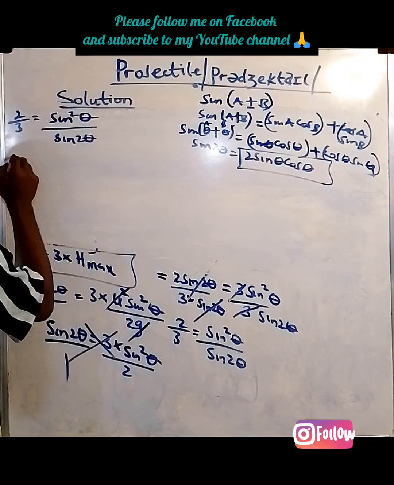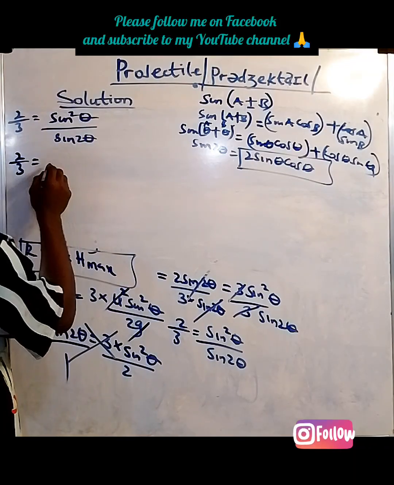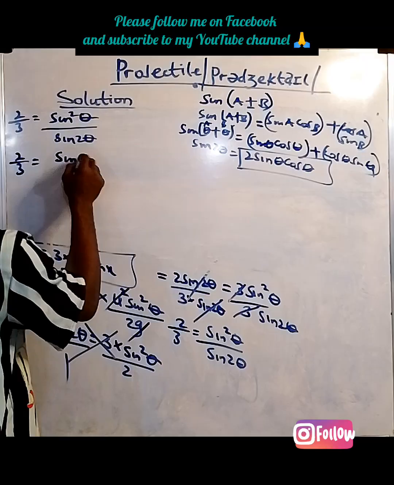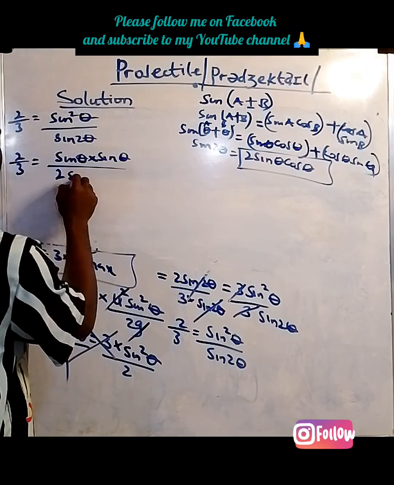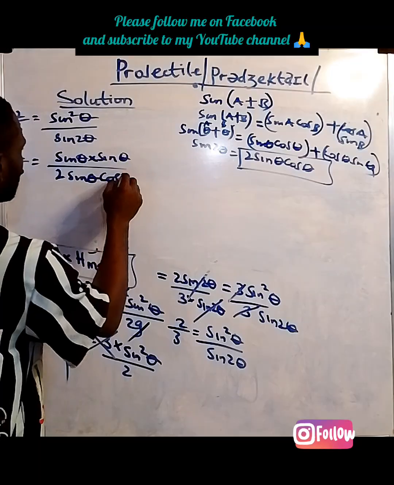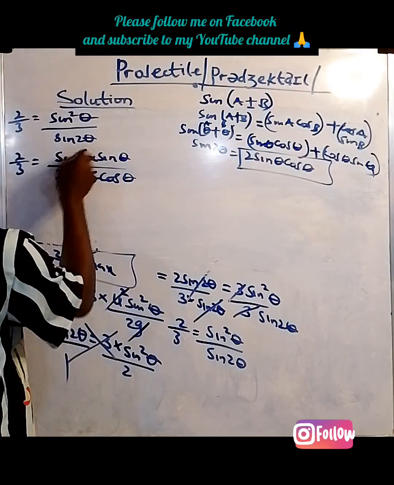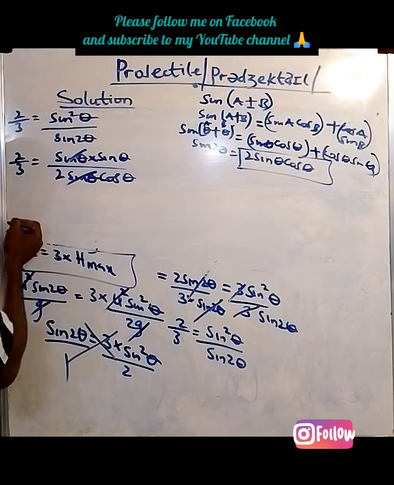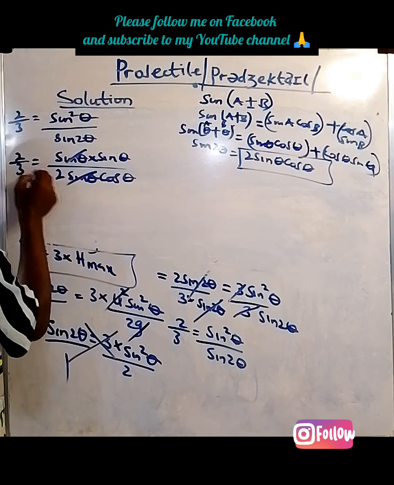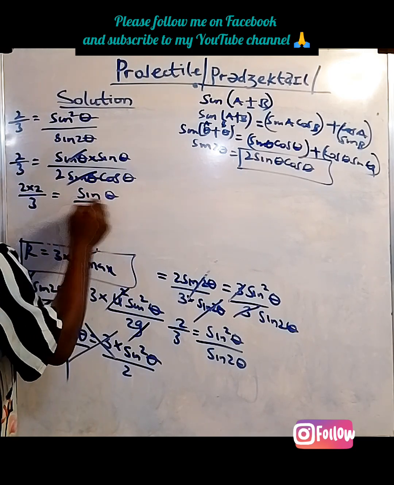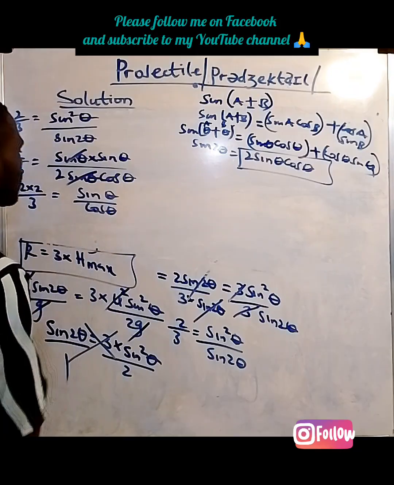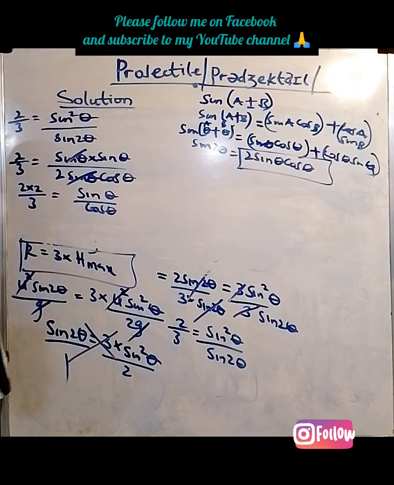So 2 over 3 sine squared theta, we know what it is. Sine squared theta is sine theta times sine theta. That's normal. Then sine 2 theta is 2 sine theta cos theta. So this takes out this. So what do we have left? We can send this 2 over to this place. That is 2 times 2 over 3 equals sine theta over cos theta. So what next do we have?